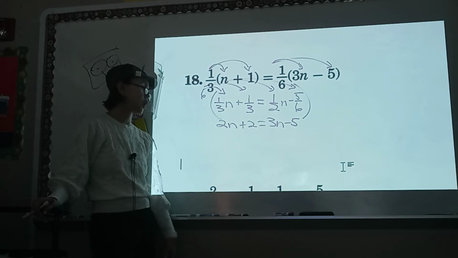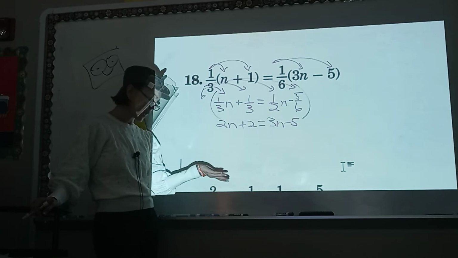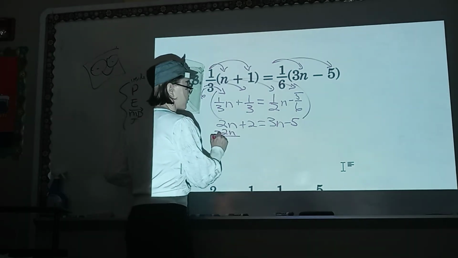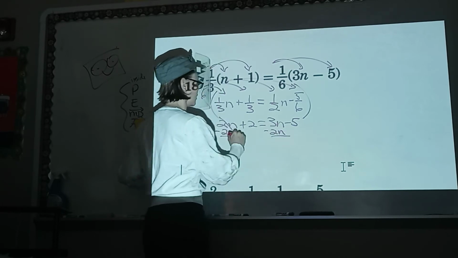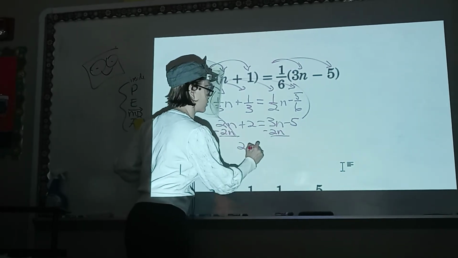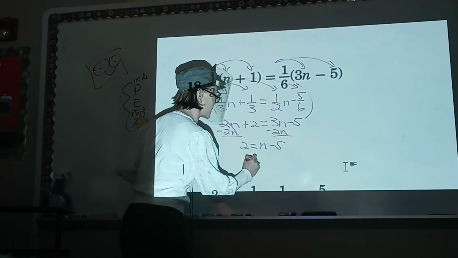Do we have combined like terms? No. Check. Do we have variables on both sides? Yes. Can we have it? No. Here we go. I'm going to subtract 2n from both sides because I want the positive result. Bring down your 2 equals 3 minus 2 is 1 minus 5. Have we solved for n yet? No. Add 5 to both sides. N equals 7.